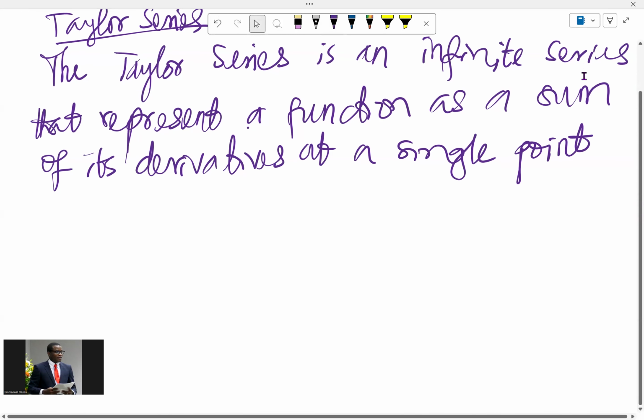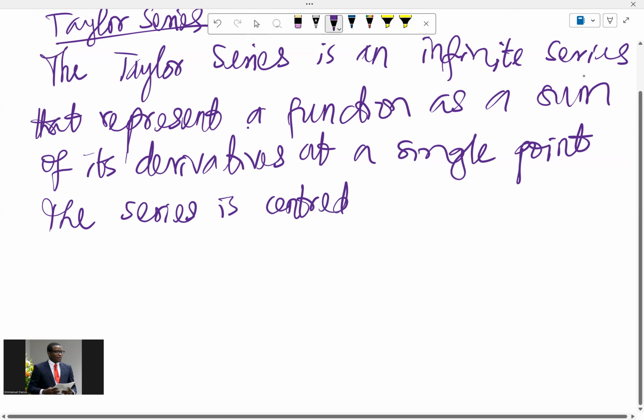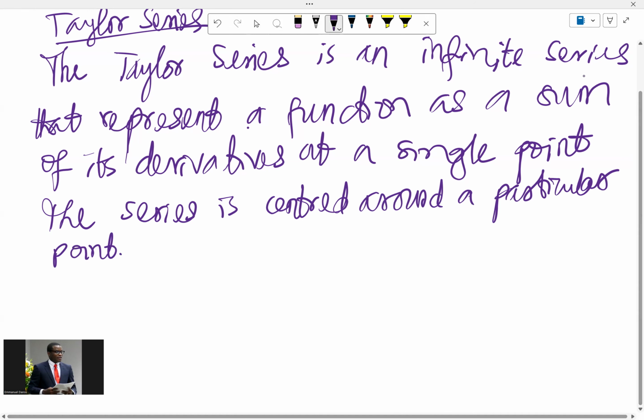Okay, now the series is centered around a particular point. It's centered around a particular point, usually denoted as A.